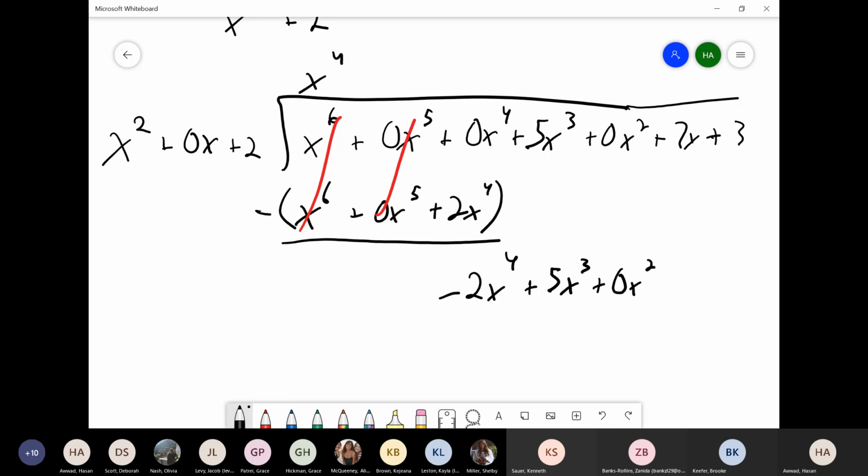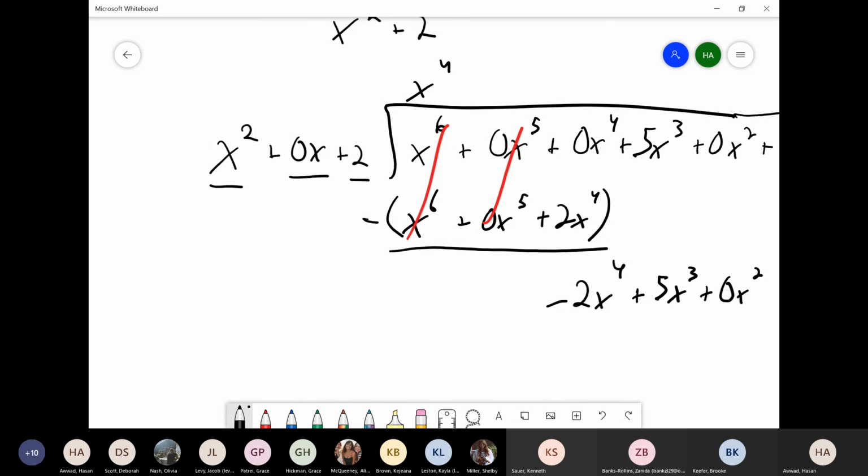Why did I bring down 3 terms? Or, well, I technically brought down 2 terms, but why do I have 3 terms now? The reason that I have 3 terms total is because I know I'm dividing by 3 terms. So that I know that 3 columns are going to be impacted here. Okay, so let's go ahead and do the next thing.